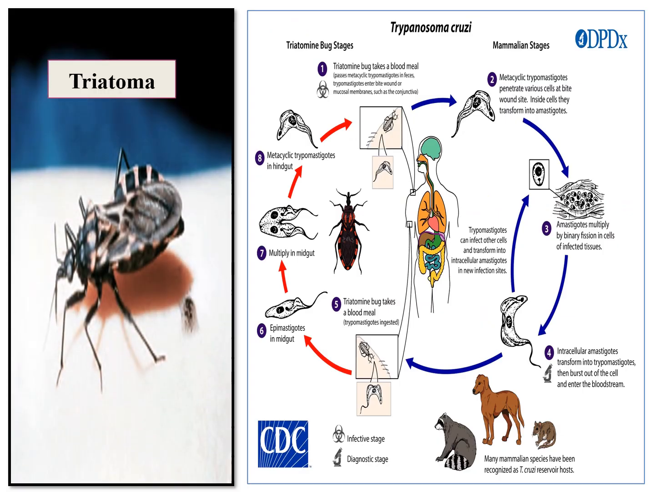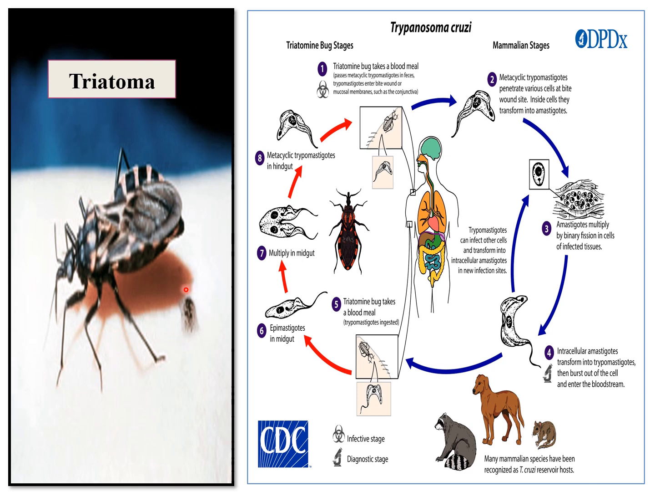You can see here the triatoma bug. Triatoma sucks its meal of blood from the patient, and once its stomach is engorged by the blood meal, it's going to defecate on the skin. So you can see here the feces of the bug, and this feces contains the metacyclic trypomastigote.